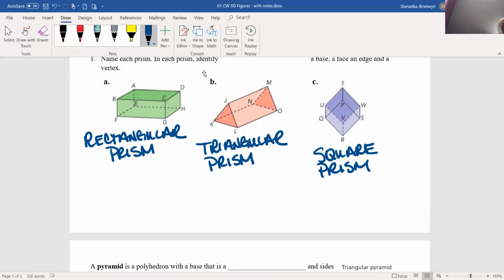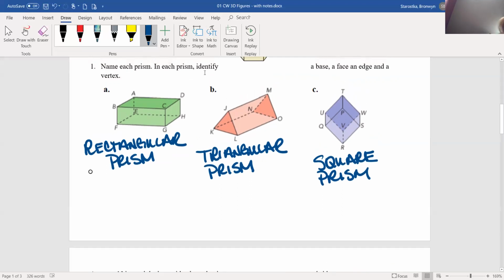So the question asked us to identify a vertex. D is a vertex, right? D is a vertex because it's a point where three or more edges meet. M is a vertex. R is a vertex.